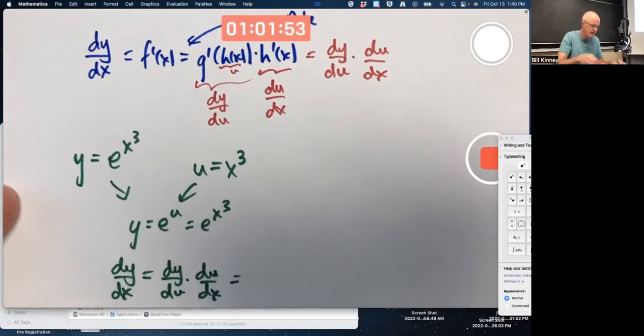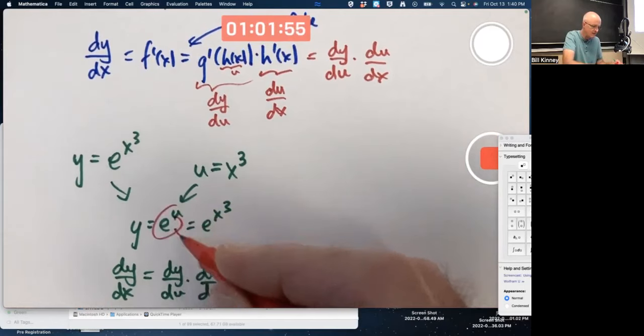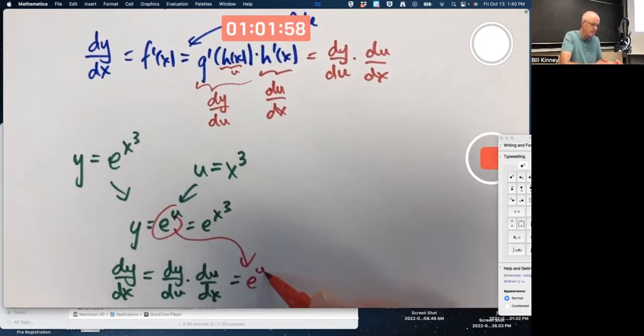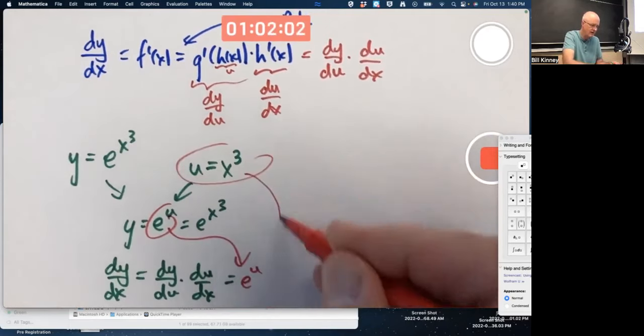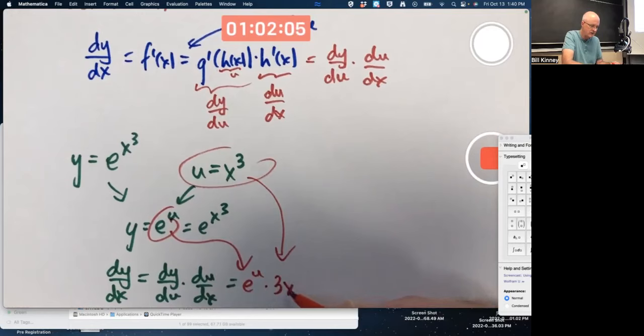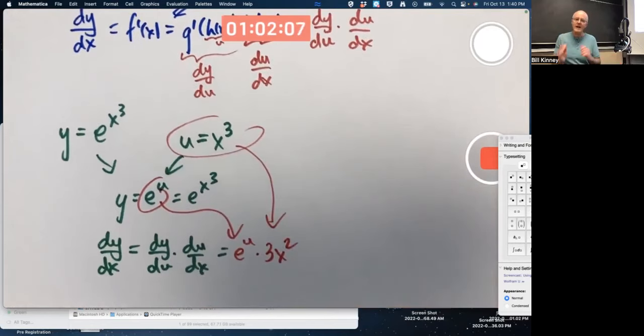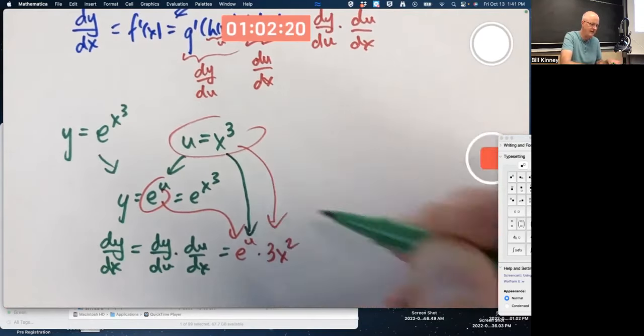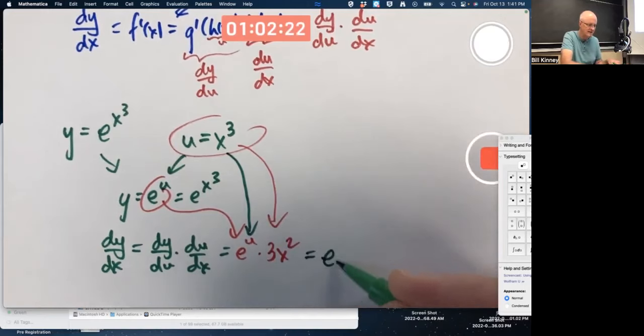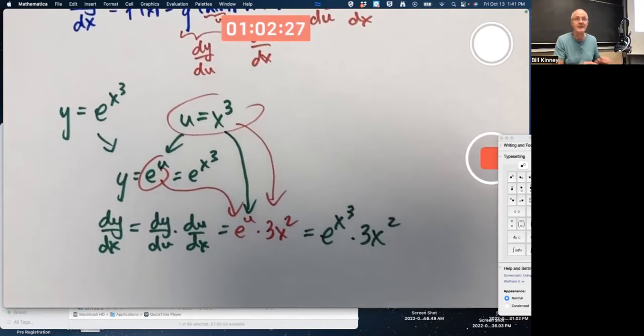dy du is the derivative of this one. That's e to the u. And du dx is the derivative of this one. That's 3x squared. But wait a minute, that can't possibly be the final answer, because I don't really want any u's in the final answer. Well, that's okay. Use this equation again right there. Replace u with x cubed. And there you have the final answer, which would be the same thing you would get if you did it the other way.